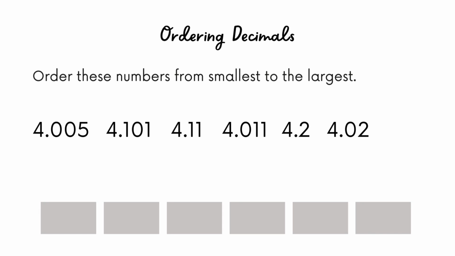Now we can see that the numbers don't all have the same length. We have some that have 3 digits after the decimal point. We have some with just 2 digits after the decimal point, and then we have one that has just 1 digit after the decimal point.